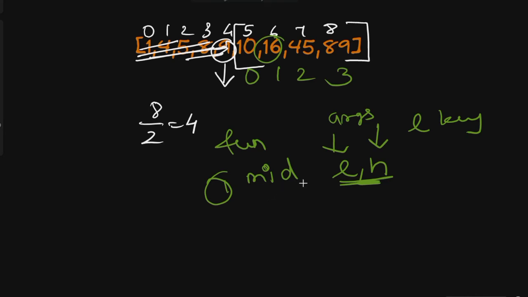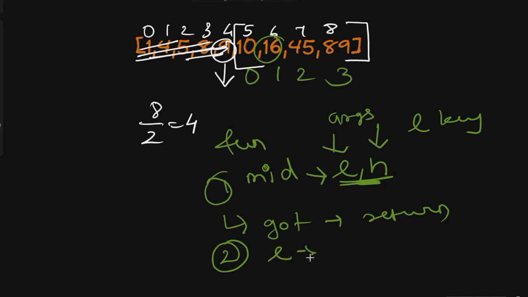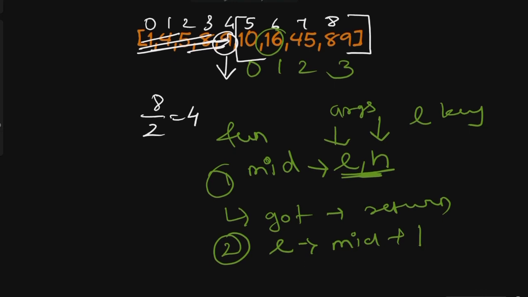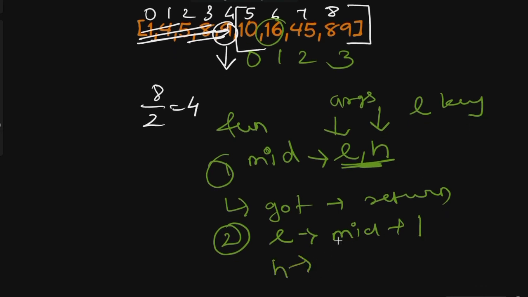So I have to calculate the middle element using these lower and higher values. Then I have to check whether I got the value; if so, return, else I have to reduce the range. So L would be mid plus 1, or the higher value will be modified. Any of these two may happen, and again call the same function. So this is the basic thing.